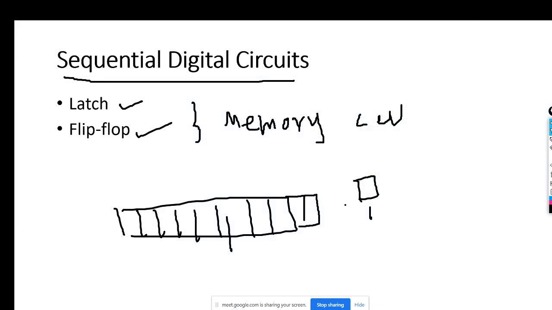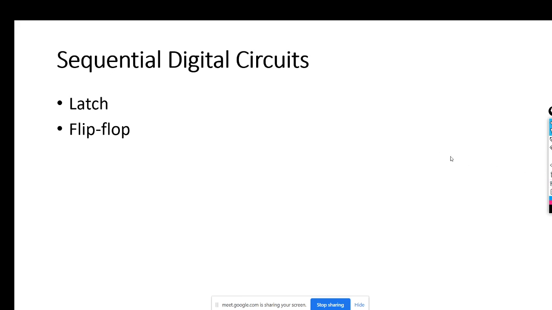Now let's try to understand how the memory cell works. There are two types of memory cells we can create, either latch or flip-flop. Sometimes we use those two words interchangeably, but there is a small difference between latch and flip-flop. First we are going to discuss the latches, then we will look at a little bit of flip-flops. Again, we are not going to go into details because this is something to do with electronics, but we are just going to look at the overview only.